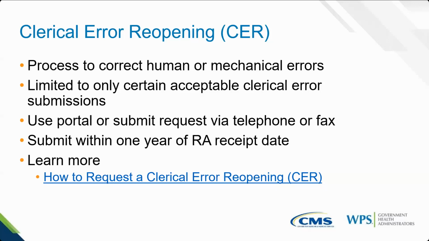You must submit a clerical error reopening within 1 year of the remittance advice receipt date. Just to provide a couple of examples of the kinds of situations or clerical error submissions that you might want to use this process for: mathematical or computational mistakes, transposed procedure or diagnosis codes, inaccurate claim data entry, perhaps misapplication of a fee schedule, or other kinds of computer errors. Those are all types of clerical error submissions that would be valid for the clerical error reopening.